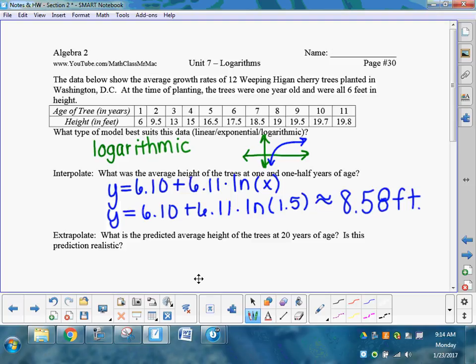Predict the height of the trees at 20 years of age. So what would you go through and do, Kirsten, to get an answer for the second one? You plug in 40. What do you think about people who don't show the substitution in?